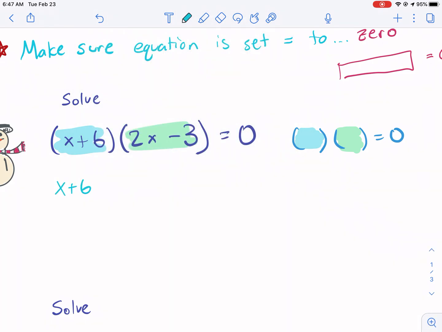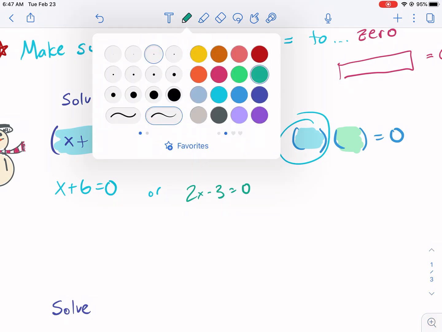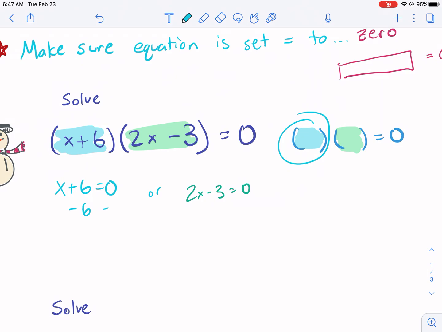So we want this blue parenthesis, x + 6, to be equal to 0, or we want the green one, 2x - 3, equal to 0. Either one of those can be true to make this a true statement and have it equal to 0. And let me show you once we solve it, it'll be more clear once we actually put in numbers. So we subtract 6 from both sides. We're just solving two multi-step equations here. This one's a one-step: x equals negative 6.